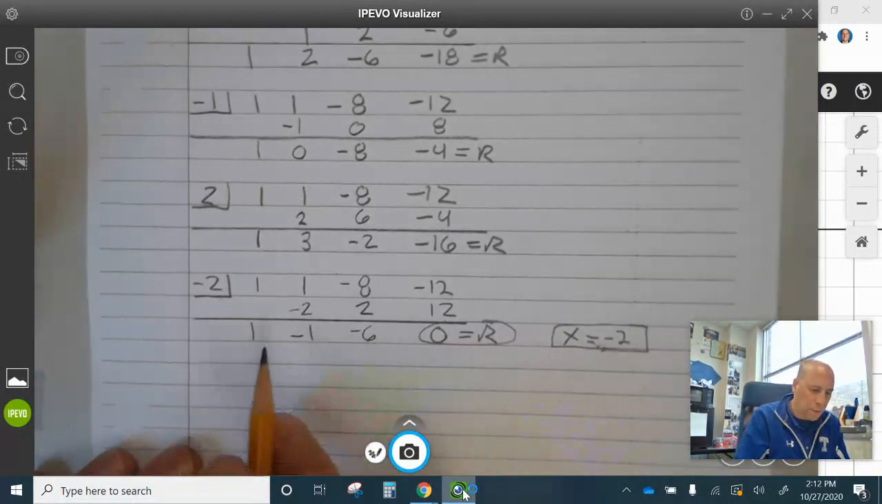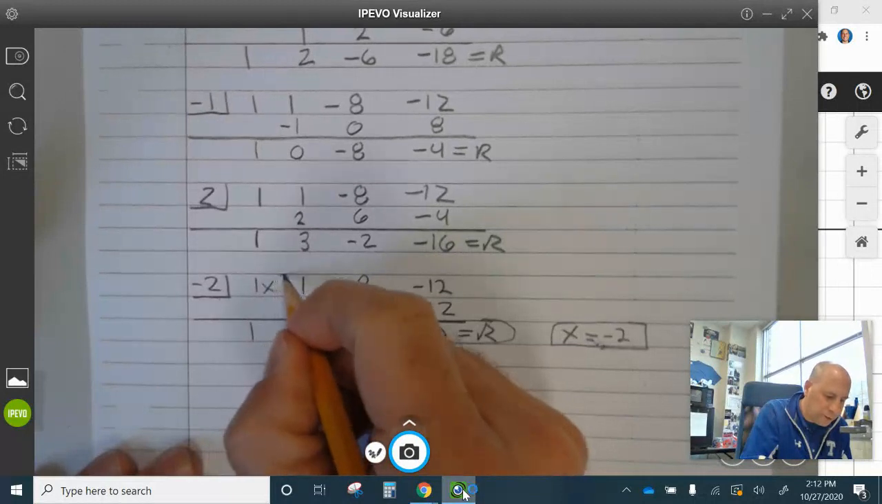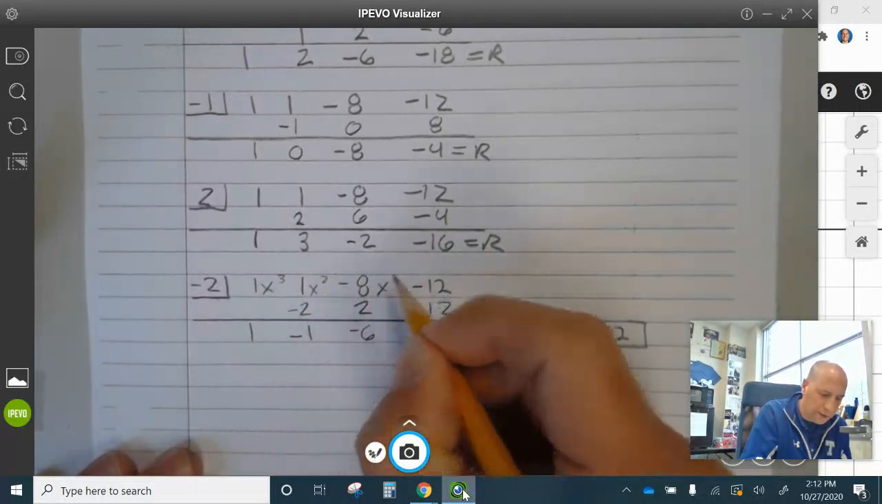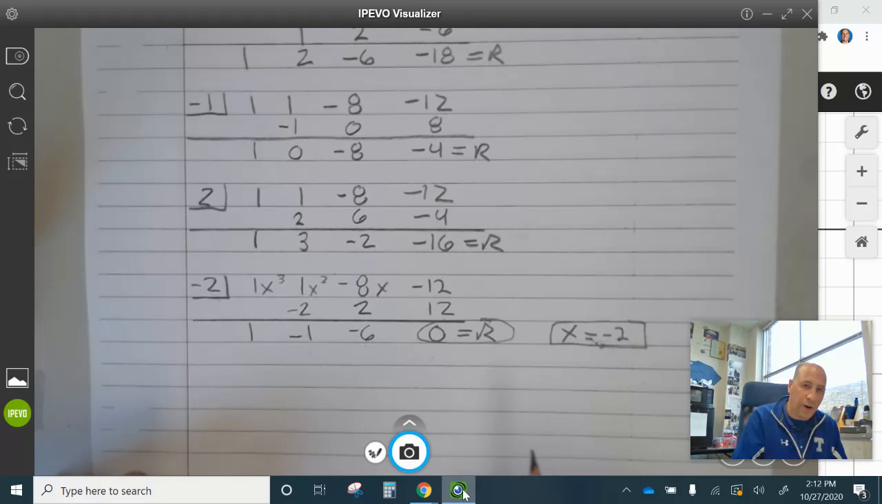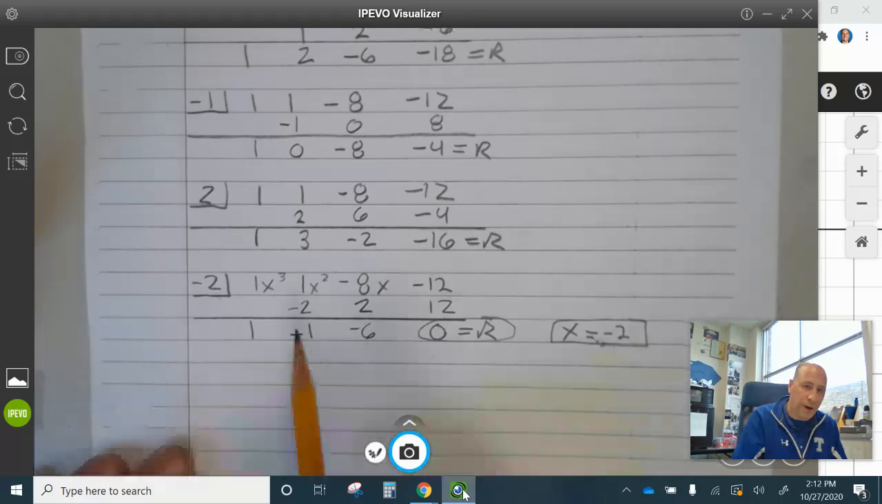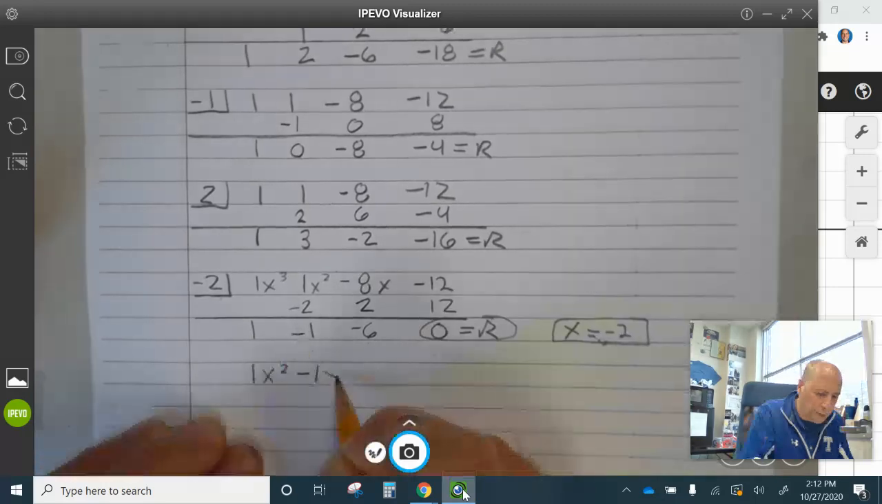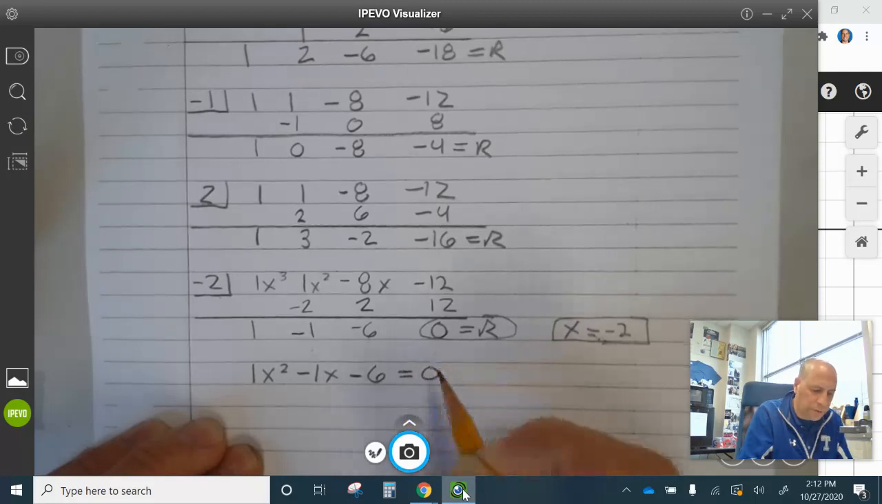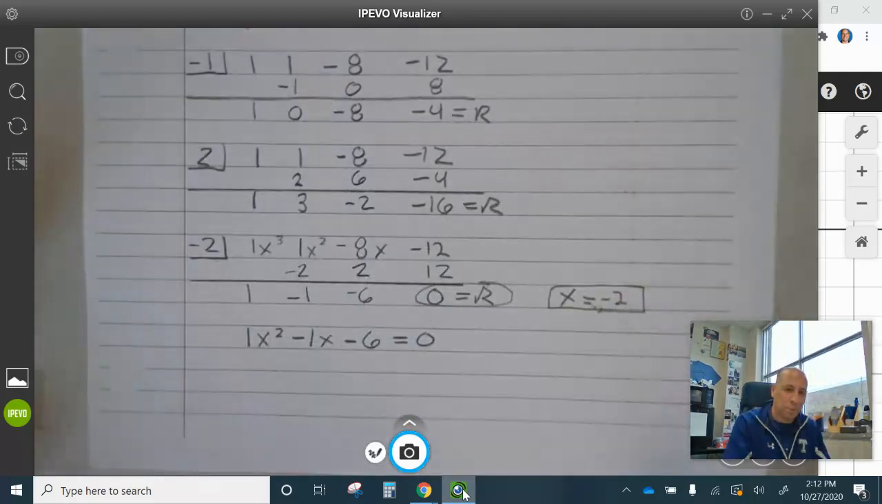Now, we know that this was x cubed, x squared, x. And when you divide, the exponents decrease by 1. So now this is 1x squared minus 1x minus 6, and we'll set that equal to 0. Which brings us to our next step. We're going to factor.